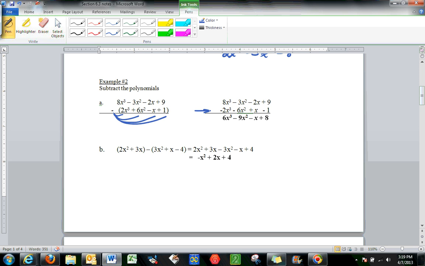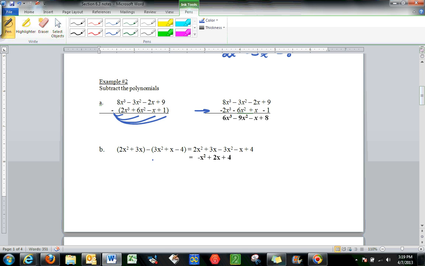Now if we're in a vertical stack method, once we drop the parentheses, we're simply combining the like terms, and we make sure that our x thirds, x squareds, our x's, and our constant terms are all stacked on top of each other. So that's a very important part of this process.